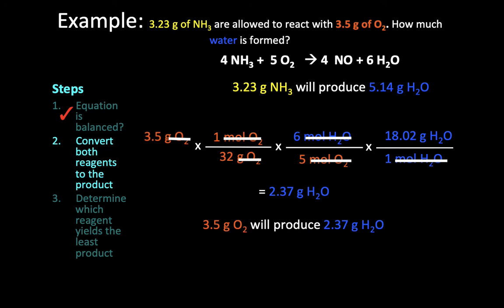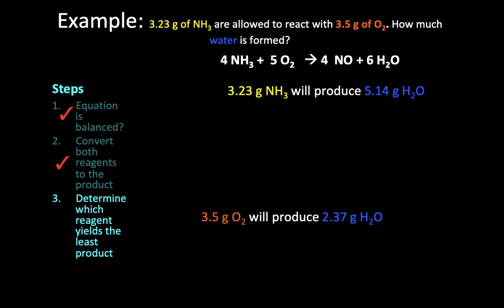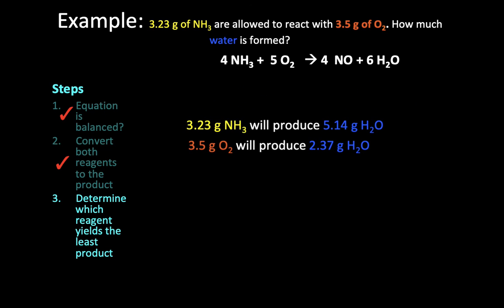At this point, we now have converted both of our reactants into the product of water, and we're going to compare them now. When we look at those two, we look at which one produces the least. So in this case, the 3.5 grams of oxygen producing 2.37 grams of water is the most that amount of oxygen can produce, and so it is our limiting reagent, because the ammonia would have been able to make more, and we can't get more than the oxygen is capable of doing.